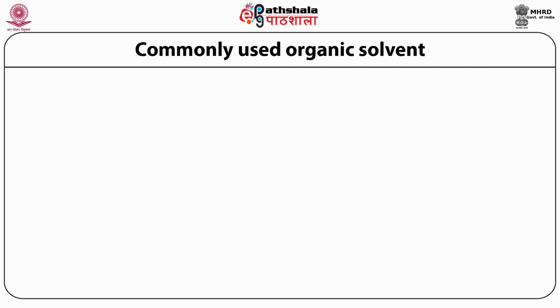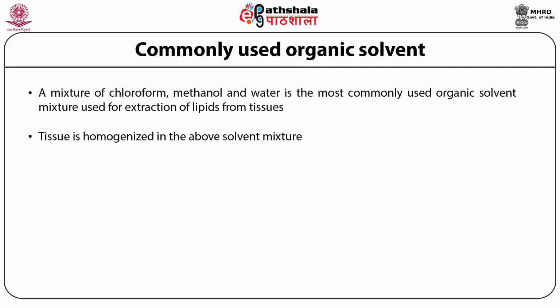Since the aim is to extract lipid from a cell or a tissue of an organism, you would have a mixture of different types of lipids. So you would have neutral lipids, you would have charged lipids, you will also have membrane lipids. So you have to decide upon an organic solvent system in order to maximize the extraction of lipids from the source that you're interested in. A mixture of chloroform, methanol, and water is the most commonly used organic solvent mixture for extraction of lipids from tissues.